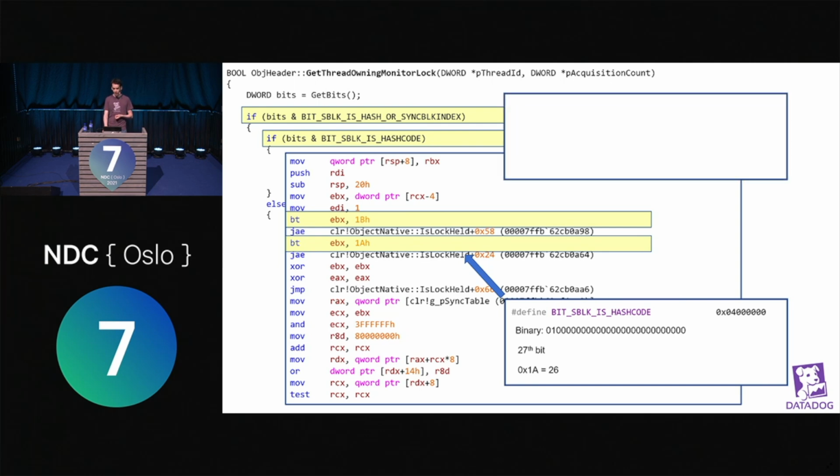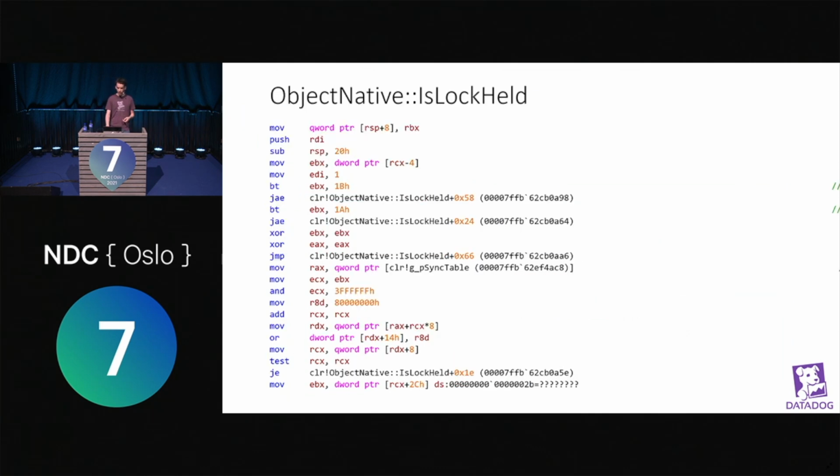Then I did the same thing for the other constant, just to be sure. So BitSyncBlockHashOrSyncBlockIndex has this binary representation, and it means check if the 28th bit is set. And 1B hexadecimal is 27, and so this is this native instruction. Every time I was able to map a line of C++ to the native instruction, I annotated my code so that I would little by little reconstruct my mental image of the function. And so I kept looking for interesting stuff.